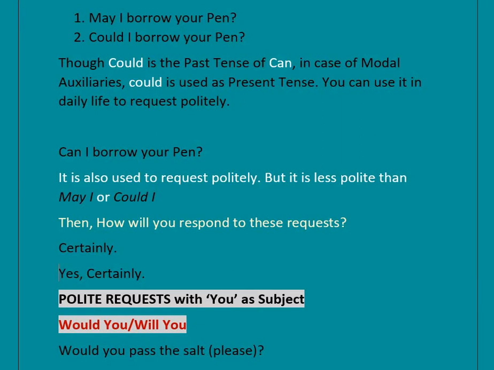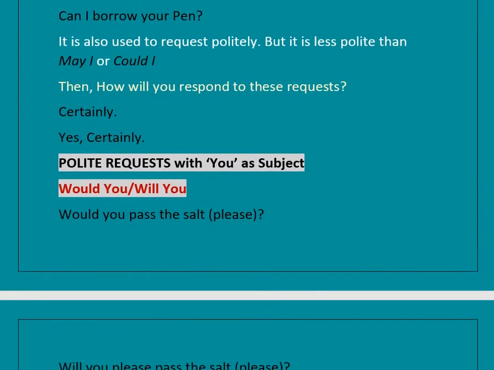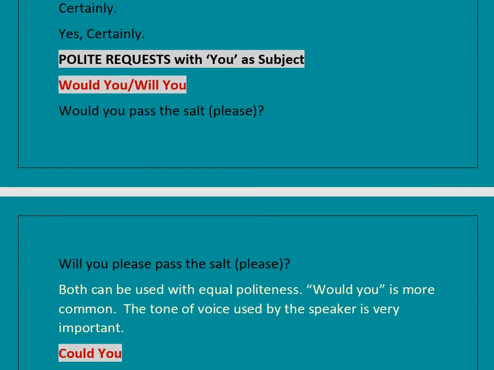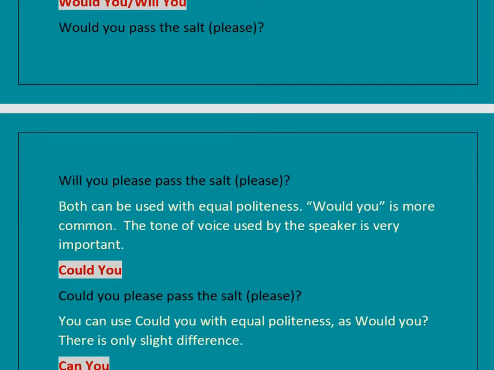Then polite requests with you as subject. Would you? Will you? Would you pass the salt, please? Will you pass the salt, please? Both can be used with equal politeness. Would you is more common. The tone of your voice used by the speaker is very important. So there should be the tone of politeness in your voice when you use expressions like this.